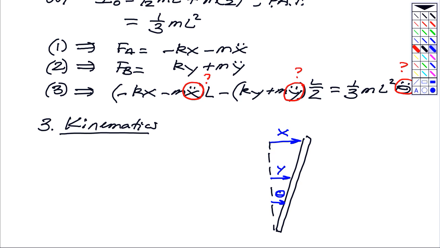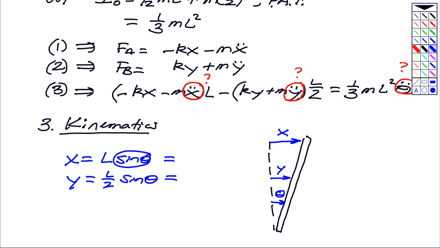So from the picture, you can see that x is equal to L times sine of theta. We can see that y is equal to L over 2 sine of theta. And the question says, assume that the angle theta is small. The angle of rotation of that bar is small. So this sine theta is approximately equal to the angle itself. So we can say x is approximately equal to L theta. And therefore, y is L over 2 times theta.